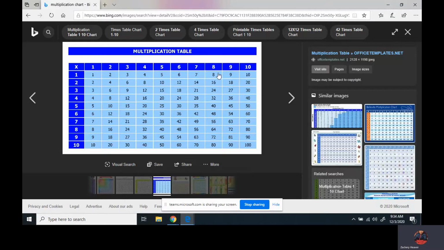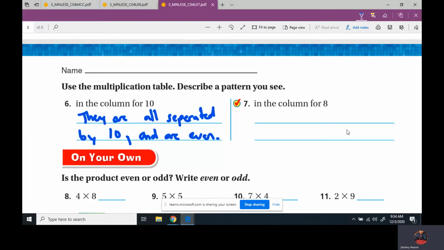Now look at the column for 8. What do you notice about this? They're also separated by 8, and guess what they are? Even. No matter what way you look at it. So they are separated by 8 and are even.